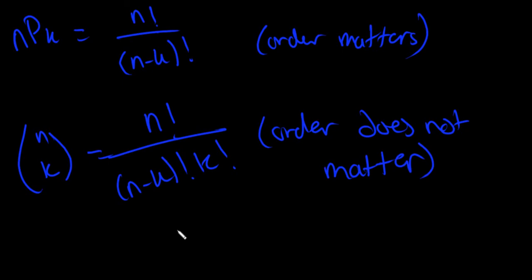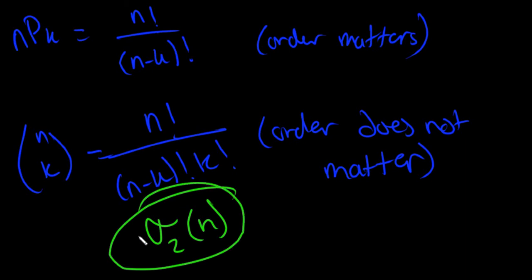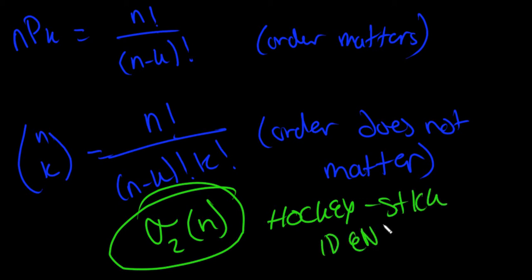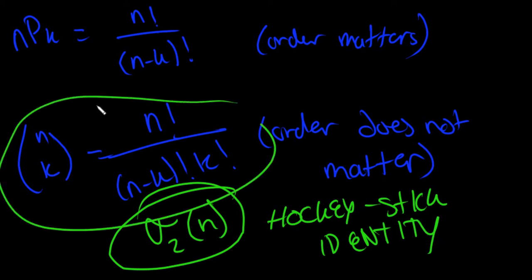Okay, we are ready to now move on with the playlist and show how we can derive a formula for sigma 2 of n, and how we can find a formula for this using something called the hockey stick identity. So if you take nothing away from this video, just take away this formula because we're going to be using it in the next video. See you there.